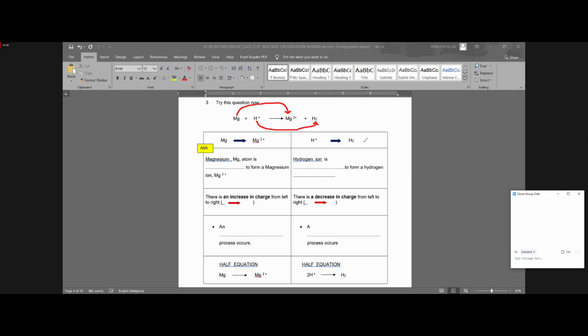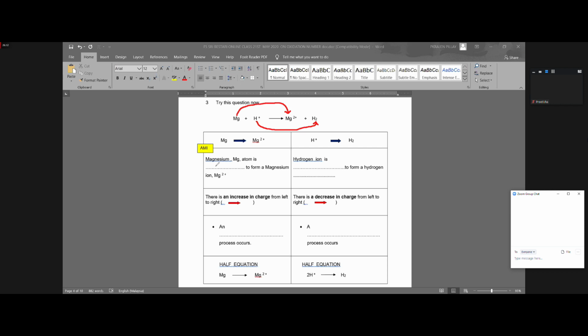Okay, Yu Cheng, are you ready? Are you there? Yes. Okay, you try the first one for me. Converted. What is AMI? Atom, molecule, ion. Well done. Magnesium atom is, the word it must be, what process is it? So it's oxidized. The word is oxidized. You can see 0 to +2, an increase in charge to form a magnesium ion, Mg2+.